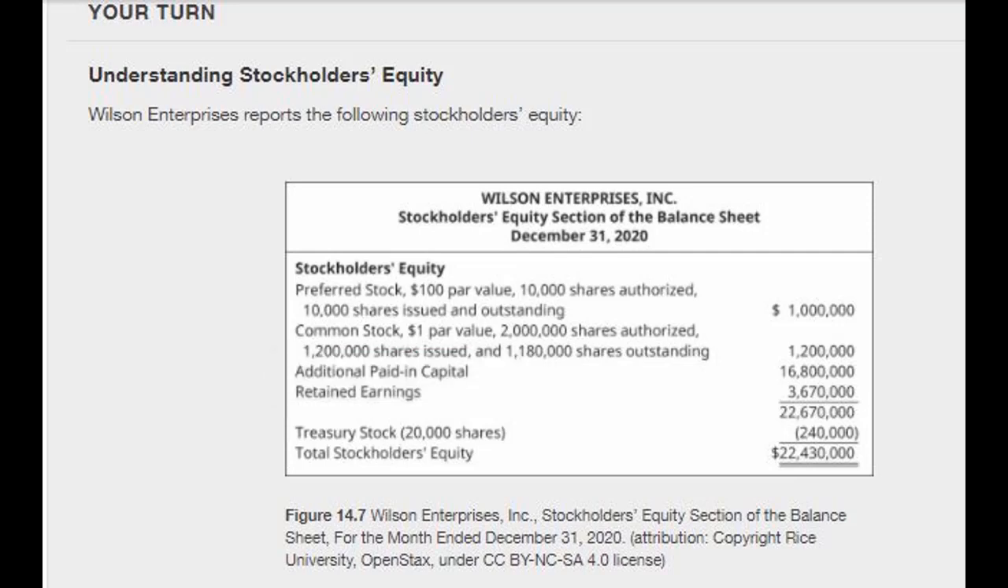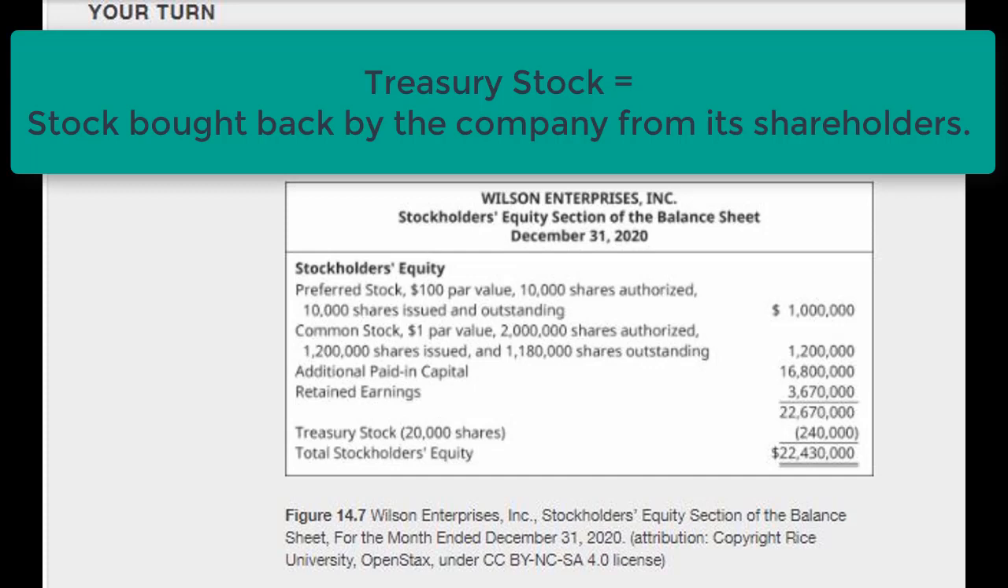Finally, there's a line called Treasury Stock, and it's a negative number. Why is it negative? Well, sometimes a company goes into the market and says to its shareholders, I previously sold you stock. I want some back. I'll pay you for it, most likely, but I want some of that stock back. Well, if a company does that, then a company no longer has common stock or preferred stock out there. It has taken it back.